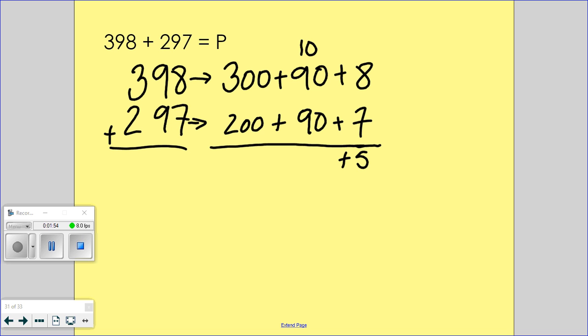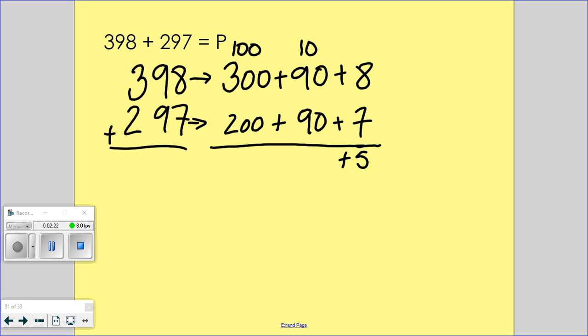Set up my tens now. How many tens do I have? Mason, how many tens do I have? I have more than 100. Oh, yeah, 190. Can I squish 190 in my tens column? No. What do I need to do? Dorian? Trade. Trade for what? 100. Here's my 100.